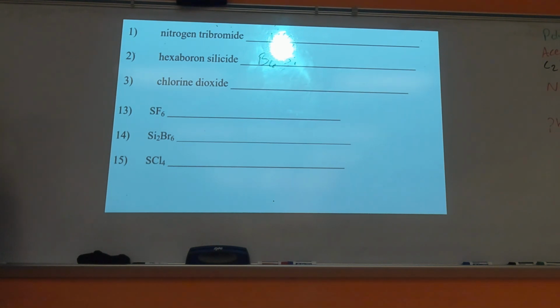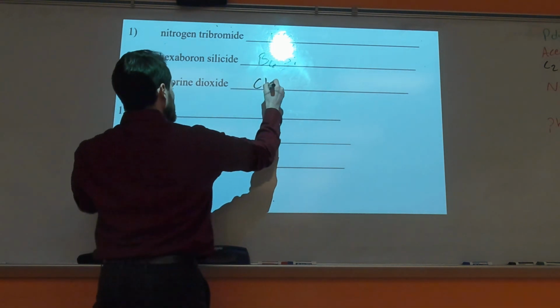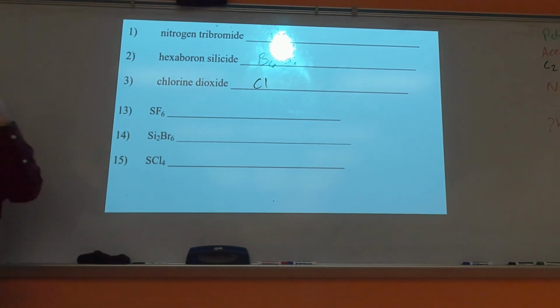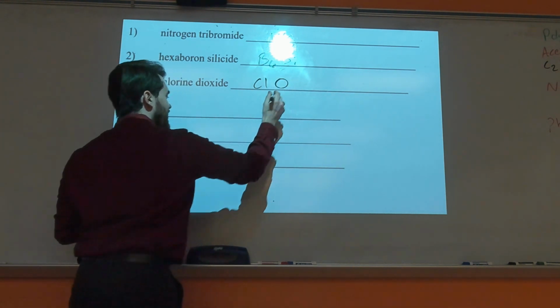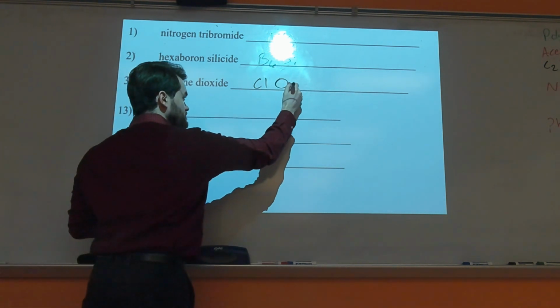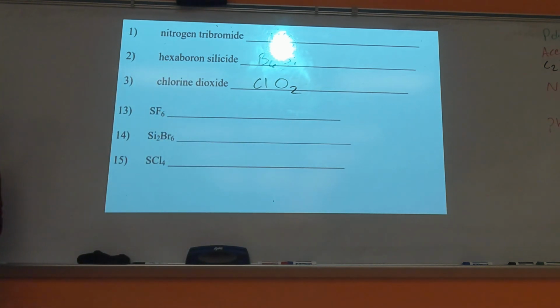Number 3, may think they got that? Raise your hand. Yeah, go ahead. Yeah, good. Chlorine, Cl, you don't see a prefix, that means it's just 1. Oxide, that's O, and then di means 2, ClO2.